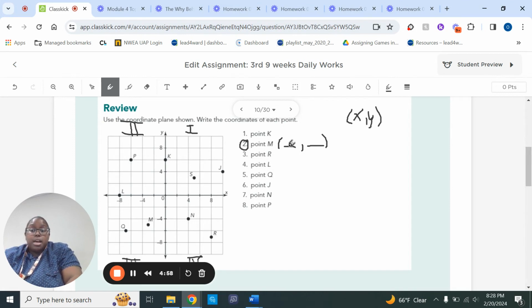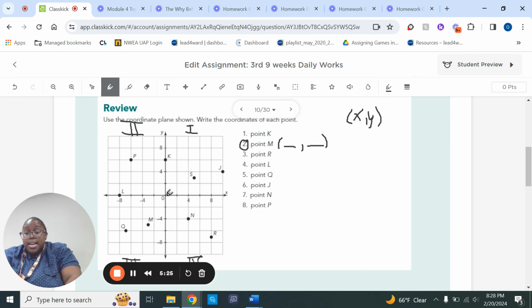Now, there is going to be a time and place when you get to the higher grade levels that some things may shift and switch, but this is why you have to study your vocabulary, because ordered pairs are X, comma, Y. So we have to do X first. X is the horizontal line that runs left and right. So X, left and right. So M is here.